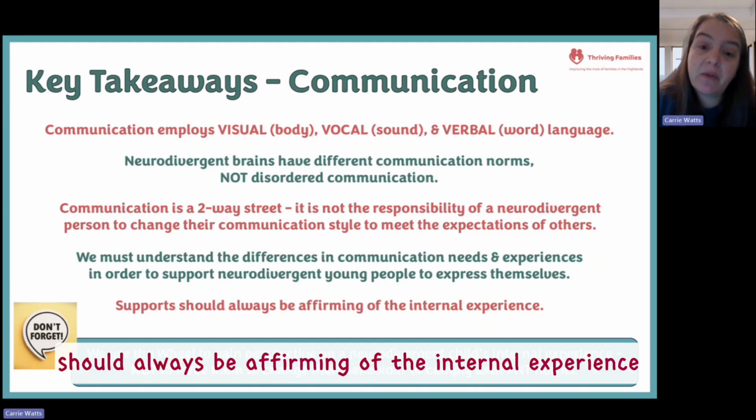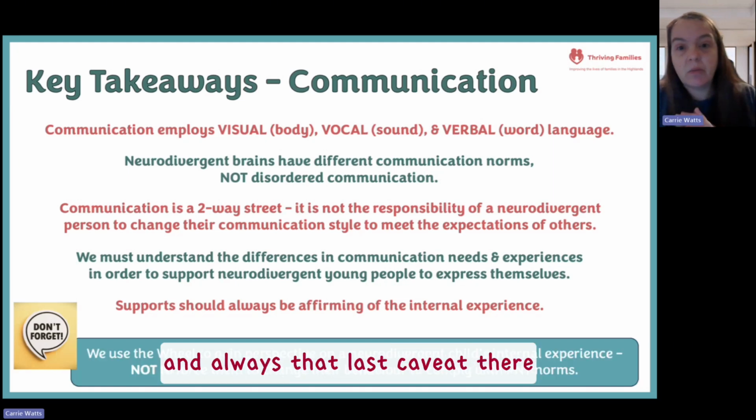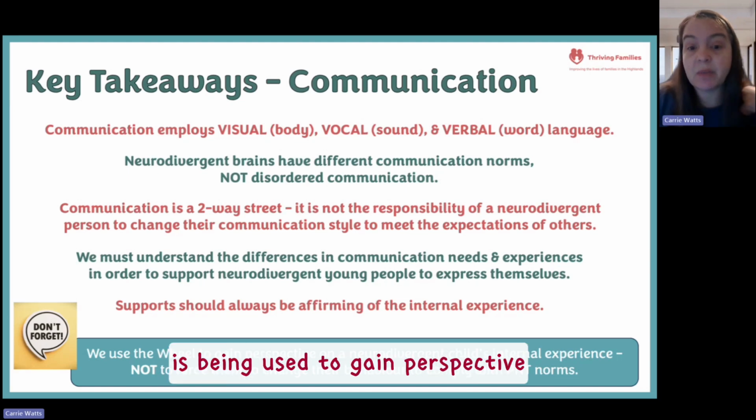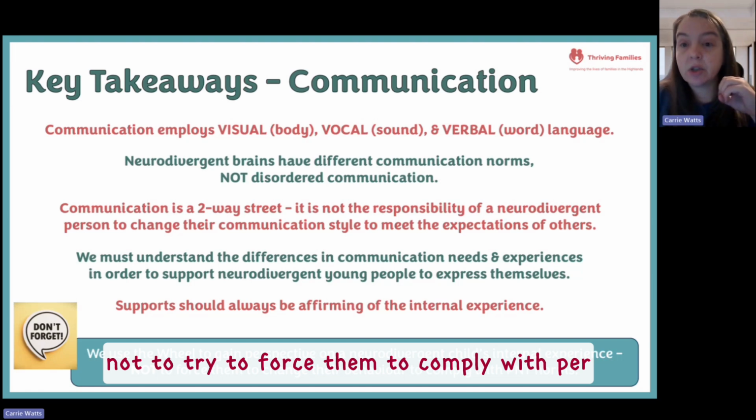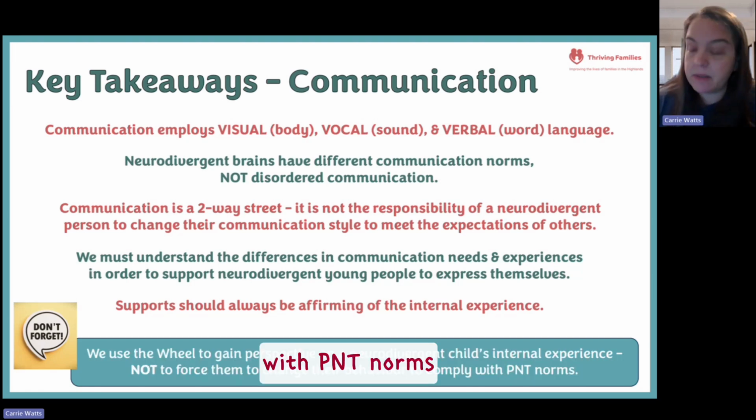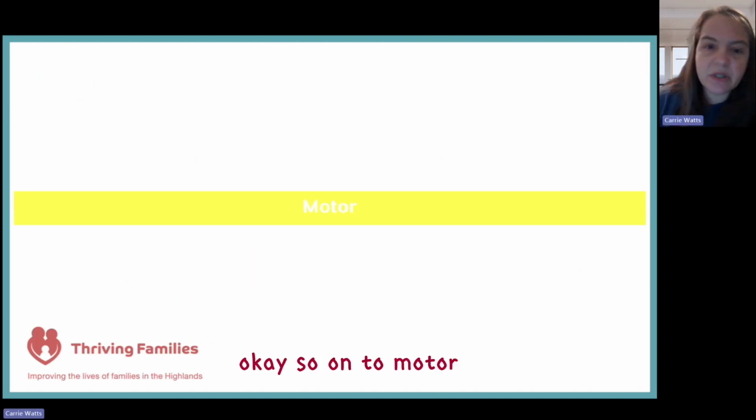And support should always be affirming of the internal experience. And always that last caveat there, that the wheel is being used to gain perspective on a neurodivergent child's internal experience, not to try to force them to comply with PNT norms. Okay, so on to motor.